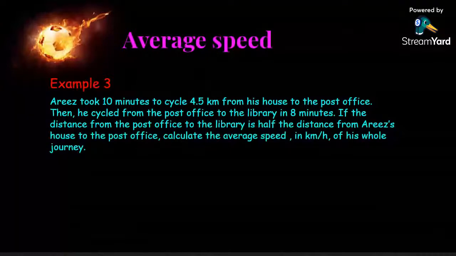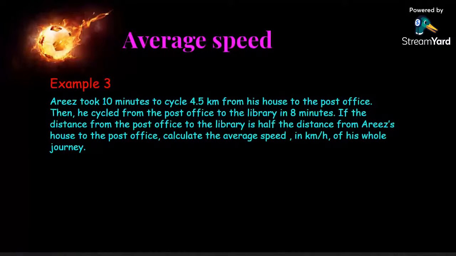The next sentence here, it mentioned about the distance from the post office to the library must be half from the distance from Aris's house to the post office. It means 4.5 divided by 2. So this is the third sentence punya information. Okay, and then so apa yang dia nak cari dekat sini? Dia nak cari is about the average speed in kilometer per hour. So kena tengok betul-betul because maklumat yang dibagi dekat sini just in minute and juga kilometer. So you need to convert minute tu nanti becomes to hour. Alright? Okay. So kita nak tengok macam mana kita nak buat.